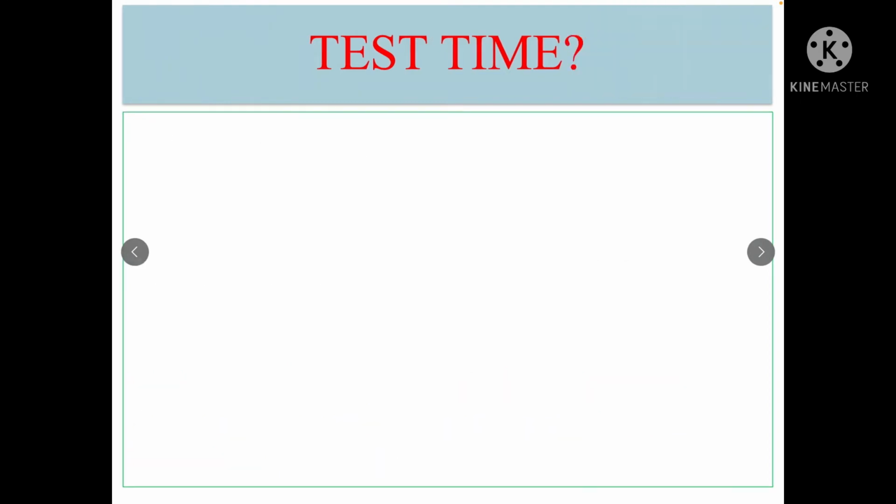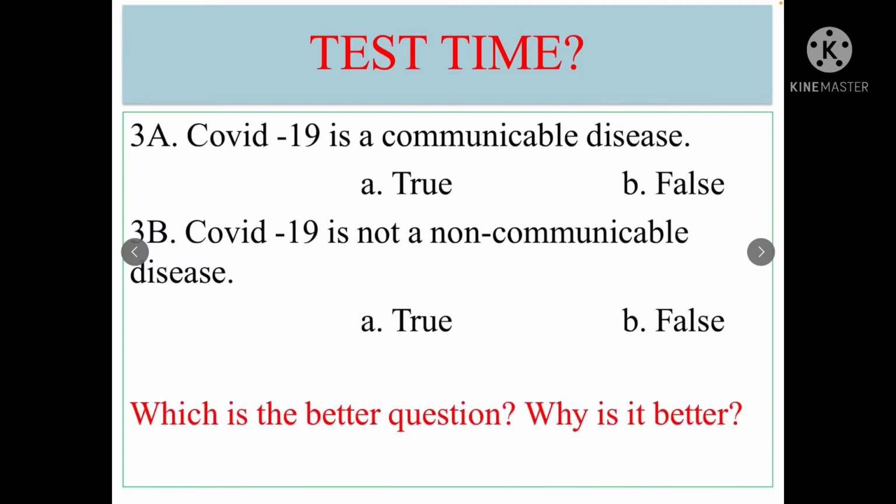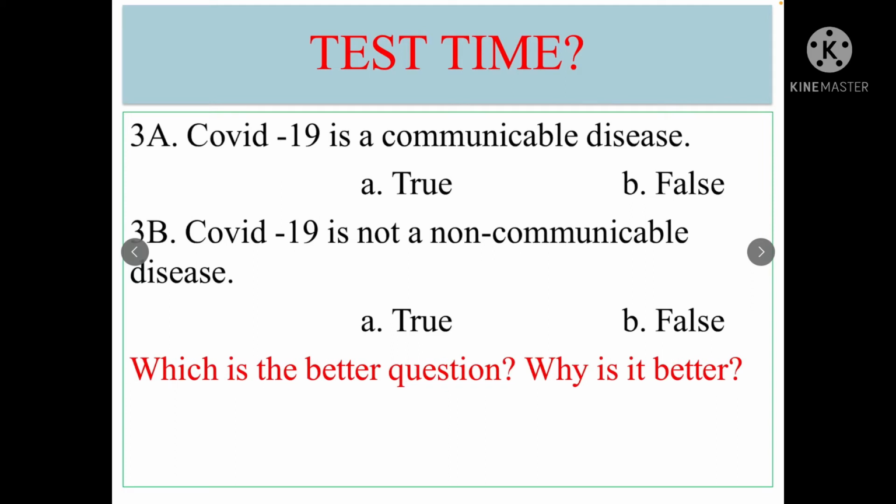Now comes the third one. Two statements are given. 3A: COVID-19 is a communicable disease. 3B: COVID-19 is not a non-communicable disease. Same pattern: which is the better question and why is it better? Just think for 20 seconds and answer yourself. Pause your video, think and answer yourself. After a few seconds, I am writing the answers.